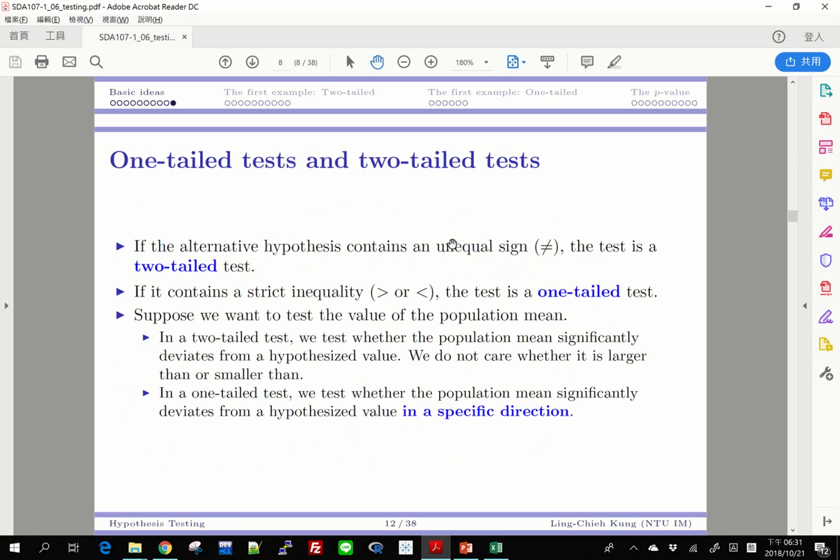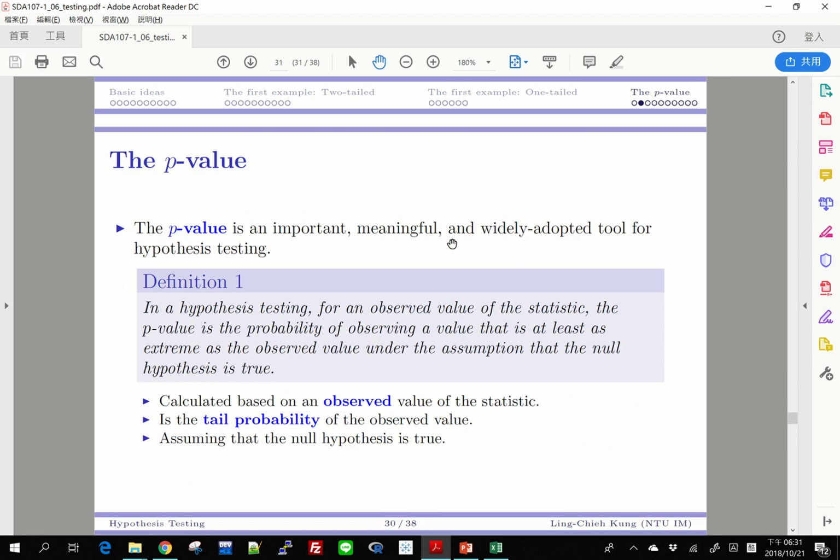Lastly, let's see how to do the p-value. Okay, so the p-value is here. Let's review the definition of p-value very quickly. In a hypothesis testing, for an observed value of the statistics, in this example, we're going to use sample mean. For observed values, the p-value is the probability of observing a value that is at least as extreme as that observed value, under the assumption that the null hypothesis is true.